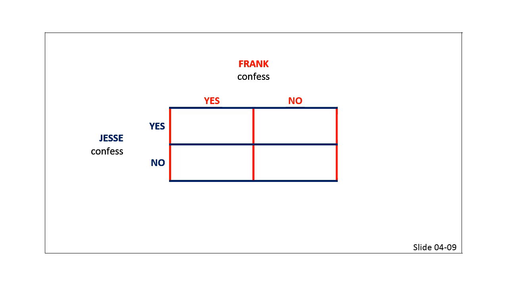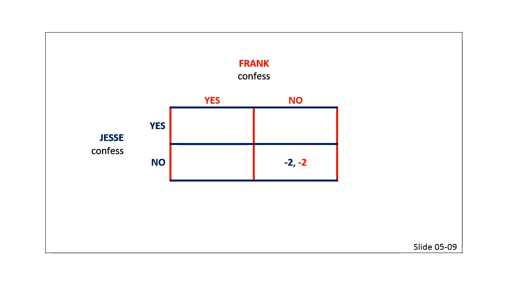Now, each person's jail time depends on the choices made by both, to confess or not. For example, if neither says anything, they go to jail for 2 years. This is represented by the outcome -2, -2 in the lower right cell of our matrix, corresponding to the intersection of column no and row no, since they both do not confess.